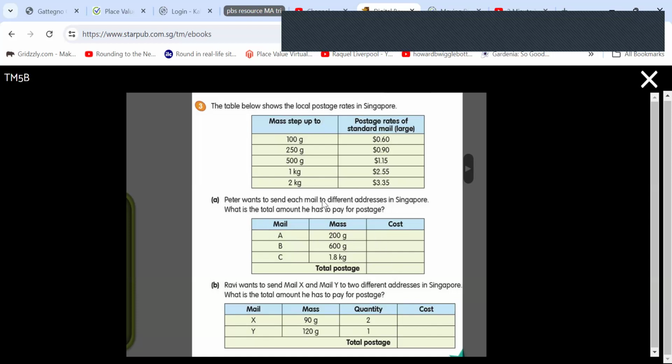Peter wants to send mail A, mail B, mail C. This is the mass of mail A. This is the mass of mail B, this is the mass of mail C. So if I were to look at this question, right? The table is drawn. So of course, it's going to be very helpful if the table is drawn.